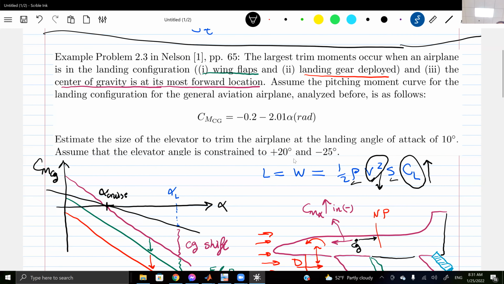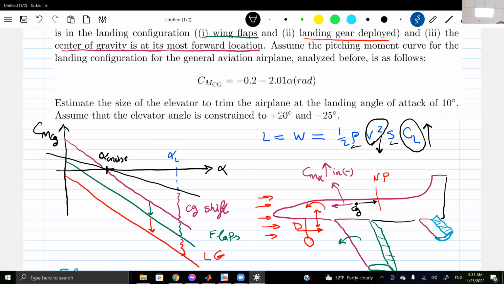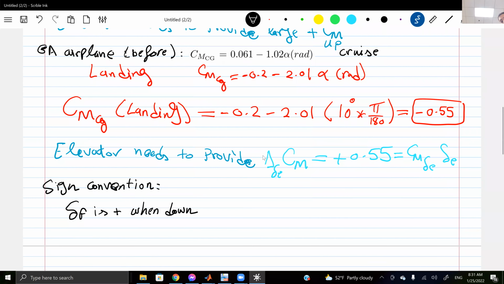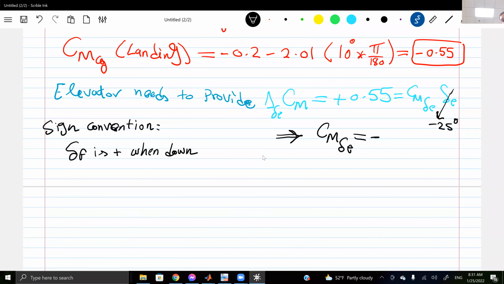So which number should I take from the two limits? Negative 25 degrees. Exactly. So I'm going to substitute here negative 25 degrees. And from here, I determine how powerful my elevator should be. The required CM delta elevator, the required elevator control power. Obviously, it's negative. I'm going to divide 0.55 by 25 degrees, and I'm going to get a number. And this number will be in what unit?